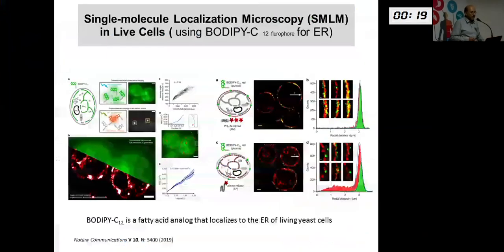And finally, the last technique, single molecule localization microscopy, is available for living cells. If you have a particular compound, like here, a fatty acid analog that is used to stain this particular yeast cell, you can see that you can make that out as being present in the endoplasmic reticulum.